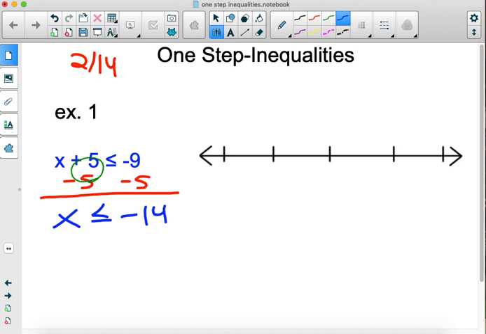Wait, wouldn't it be positive 5? Because it would be negative 9 minus all the numbers. We good? Yeah, it's been minus. We're going to check it in a second.